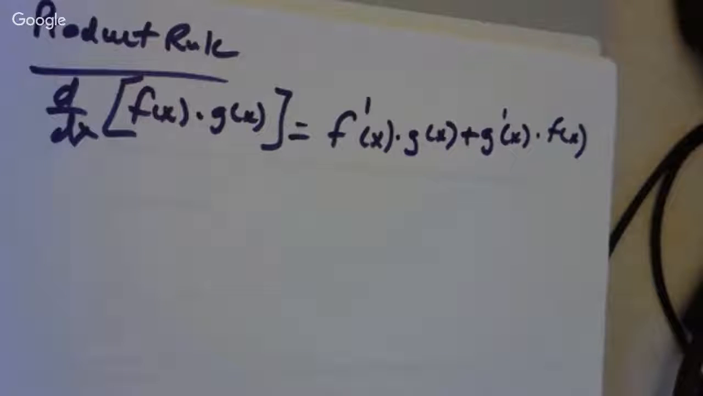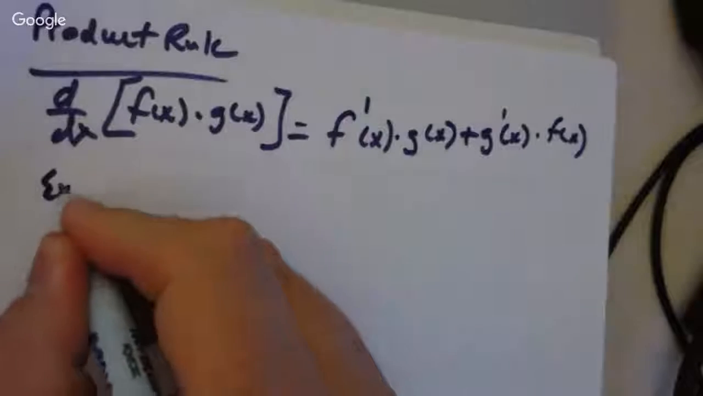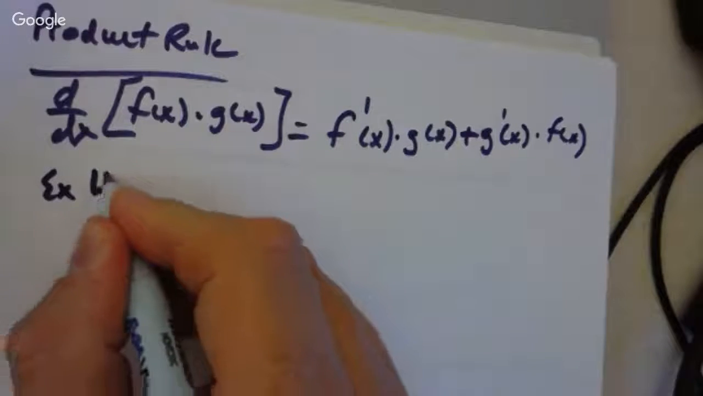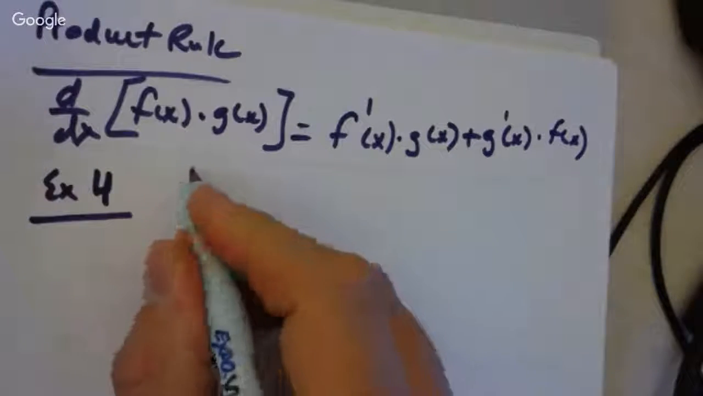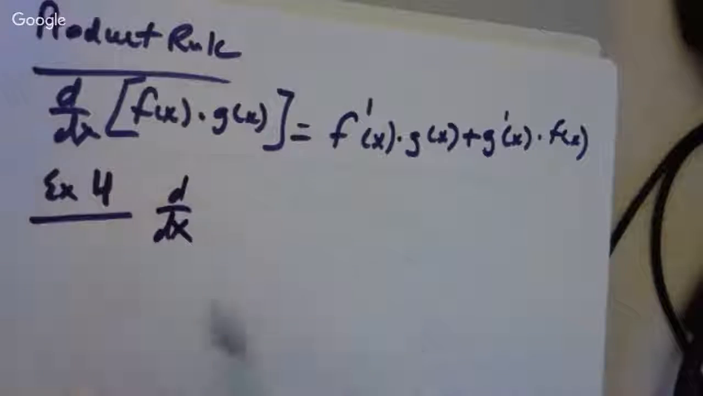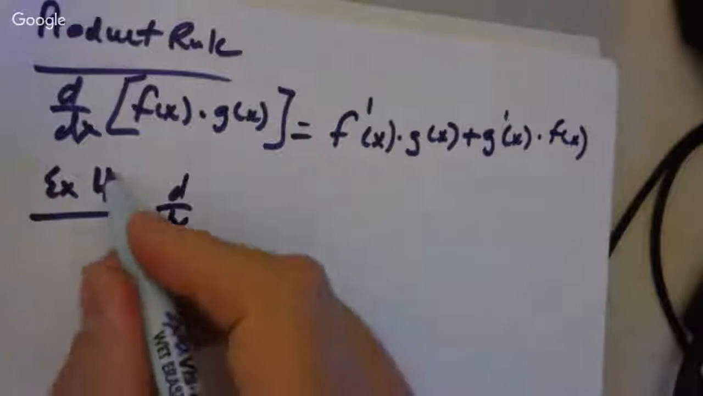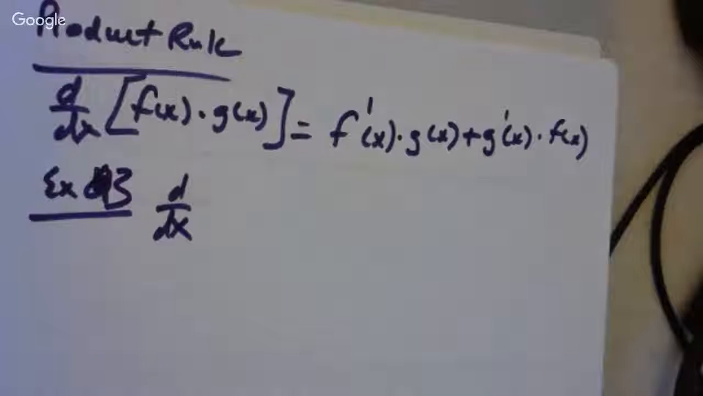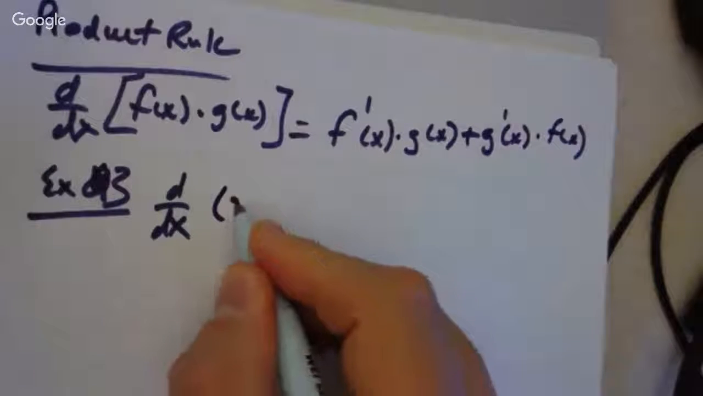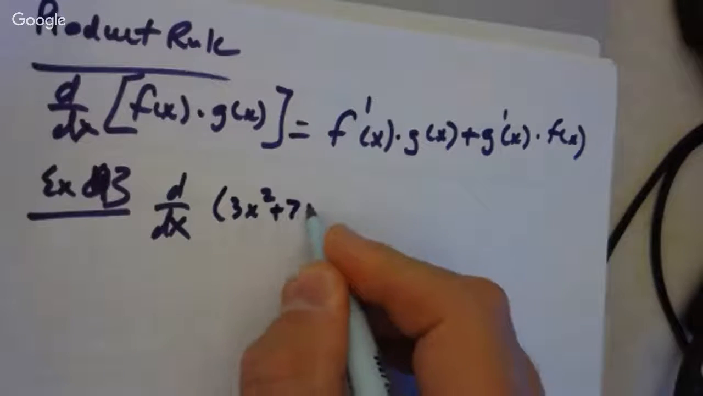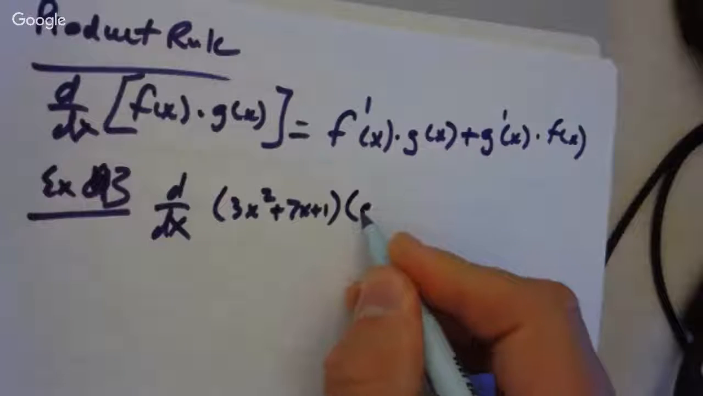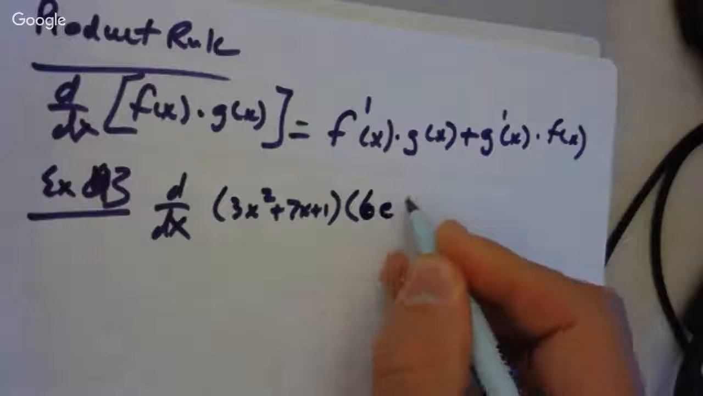Yeah. All right, let's take a look at an example. Easy one or hard one? Hard one. Example number 4. We need to find the derivative of what? Let's go for 3x squared plus 7x plus 1 times 6e to the x.